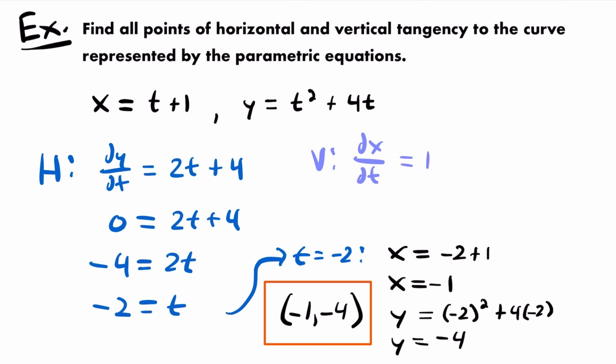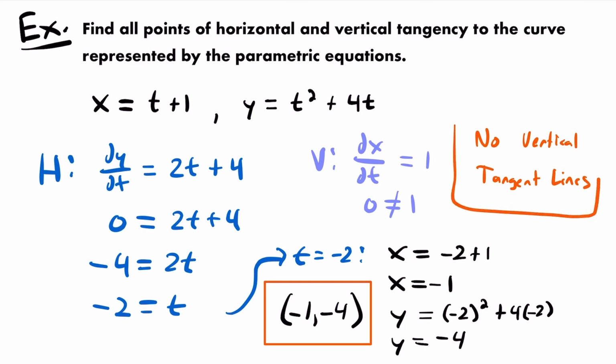And so if we set that equal to 0, we'll have 0 is equal to 1, but we don't have any values of t to solve for here, we just have a statement that isn't true, right? 0 is not equal to 1, and so in this case, since there's no values of t to solve for, we just come to the conclusion that there are no points of vertical tangency for our curve. And so our conclusion here is that there are no vertical tangent lines.